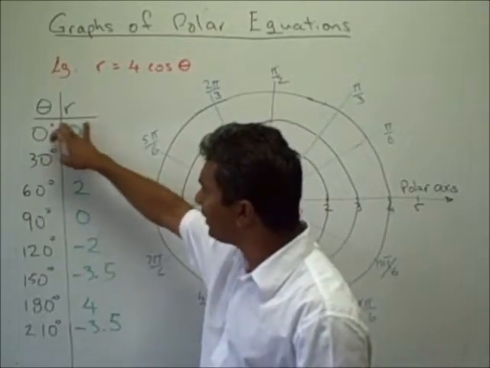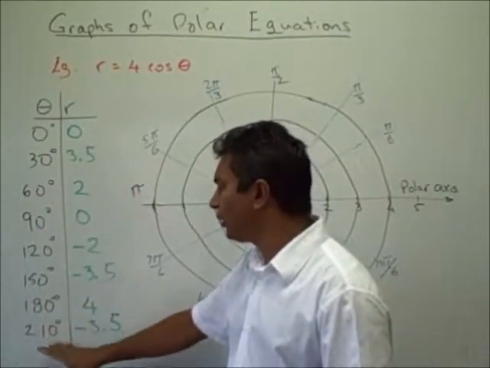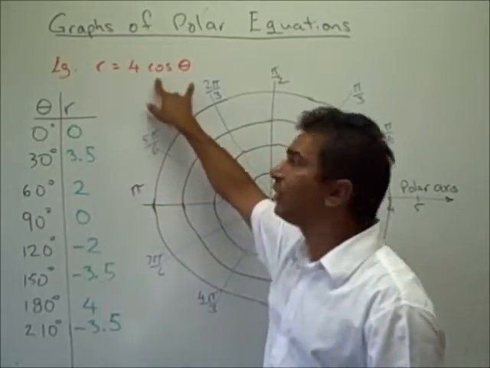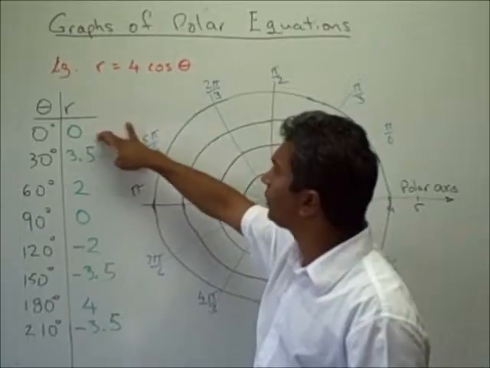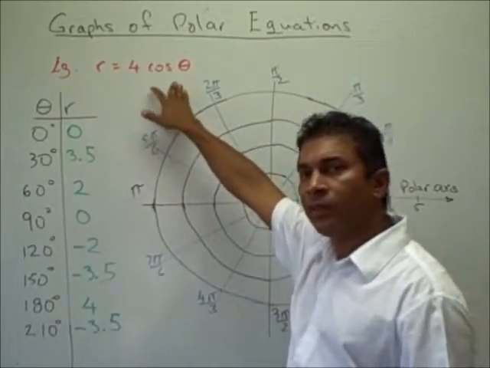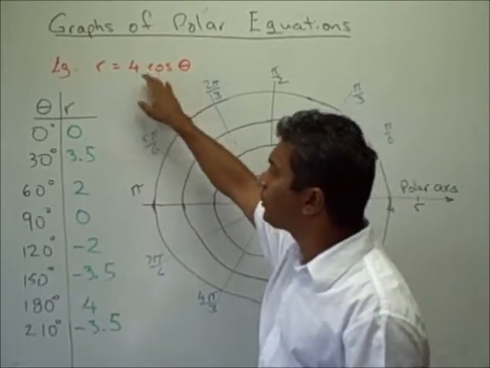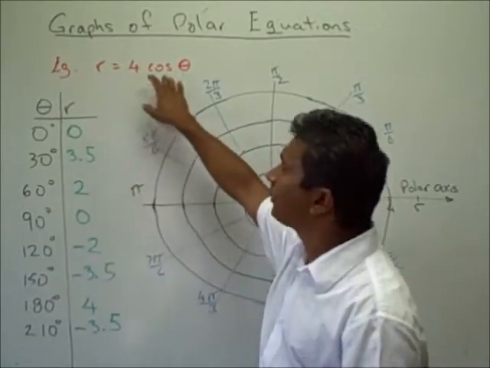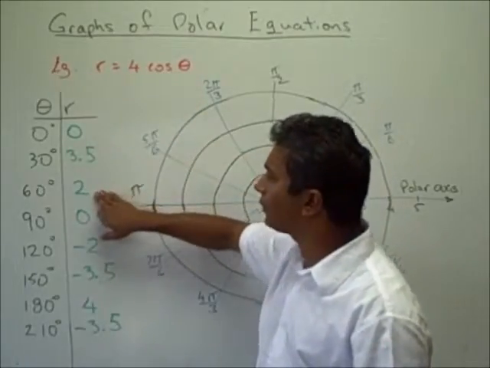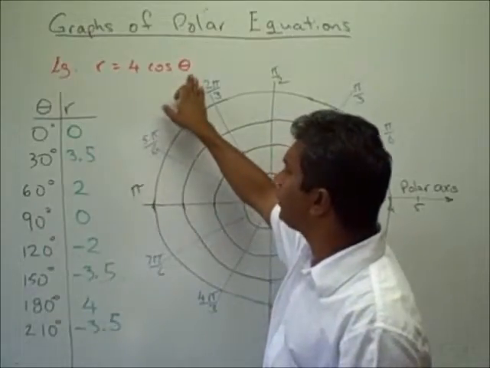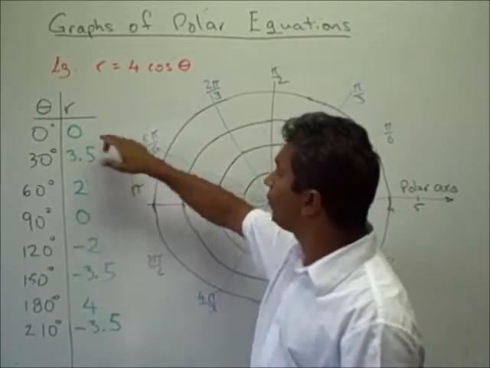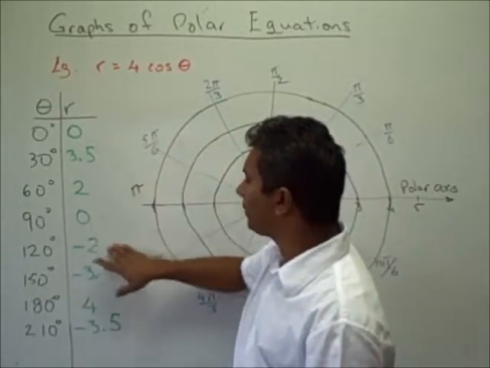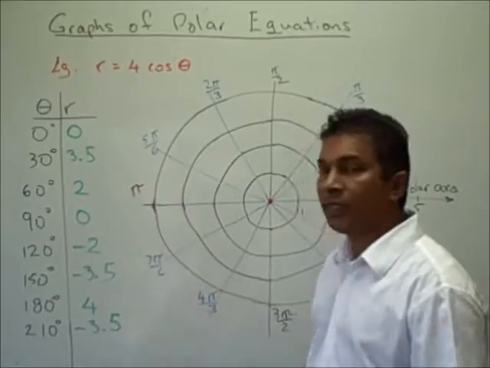I've already chosen values of 0, 30, 60, 90, 120, 150, 180, and 210 for theta. So when theta is equal to 0, we know that the cosine of 0 is 1, so this becomes 4 times 1, which gives us 4 here. When theta is equal to 30 degrees, the cosine of 30 is the square root of 3 over 2, times 4 will give us approximately 3.5. When theta is equal to 60, the cosine of 60 is 1/2, so 1/2 times 4 will give us 2. 90, cosine of 90 is 0, so 4 times 0 is 0. When it's 120, we know the cosine of 120 is negative 1/2, so negative 1/2 times 4 will give us negative 2. And we can continue like that and complete our table.